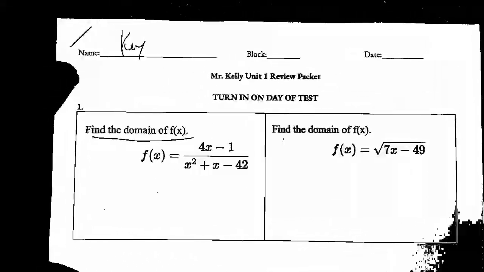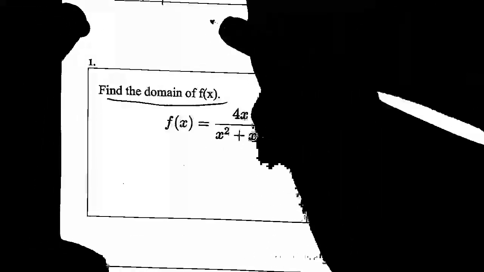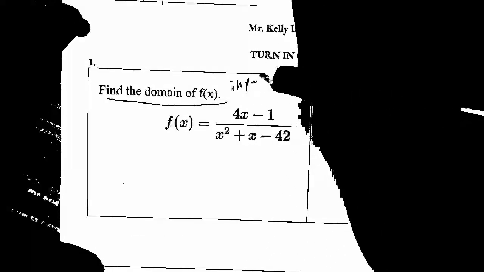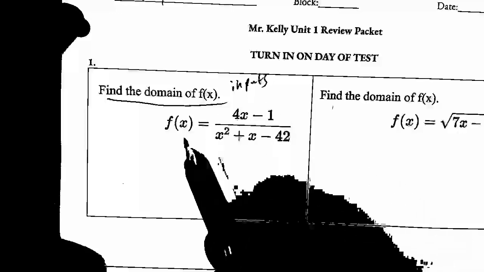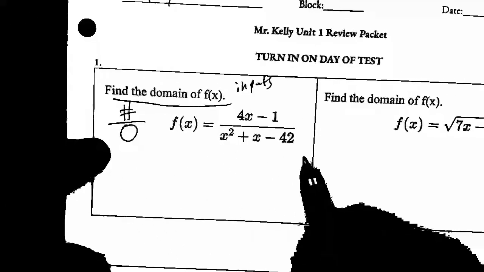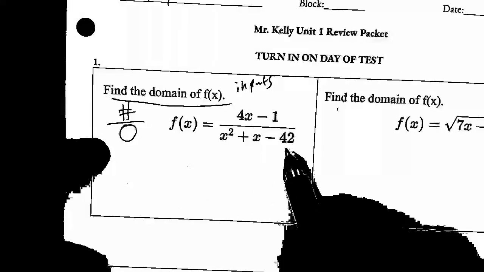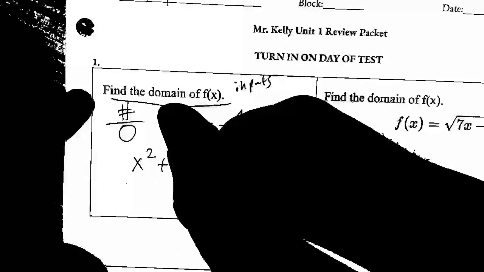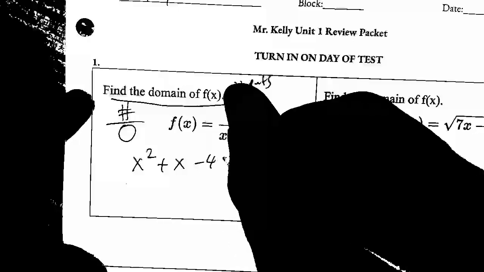Okay, number one, we're on find the domain. When you're finding the domain, you want to find what the possible inputs are, what x could be equal to. In general, we assume that all the x values are going to work, but what we cannot do is divide by 0. So here you want to figure out where this is going to equal 0. You're going to set that equal to 0 as your first step. So you're going to do x squared plus x minus 42 equals 0.